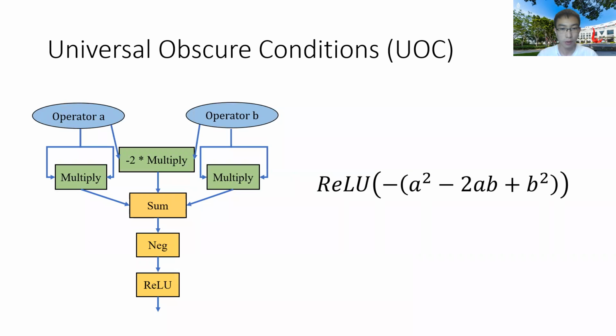So the overall computation of this structure is a ReLU of the negation of A squared minus 2AB plus B squared. By utilizing the math property, we can see that no matter what the values of A and B are, A squared minus 2AB plus B squared is always greater than or equal to 0. So the input to the ReLU is always less than or equal to 0, which means that the output of the ReLU is always equal to 0, no matter what the values of A and B are.